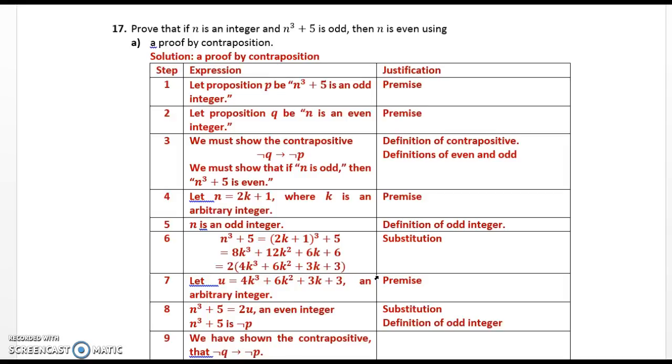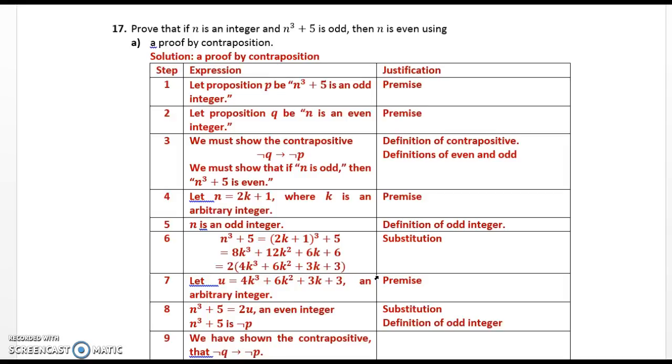We must show that the contrapositive, that is, not Q implies not P. We must show that if n is odd, then n cubed plus 5 is even. Let n equal 2k plus 1, where k is an arbitrary integer. n is an odd integer.